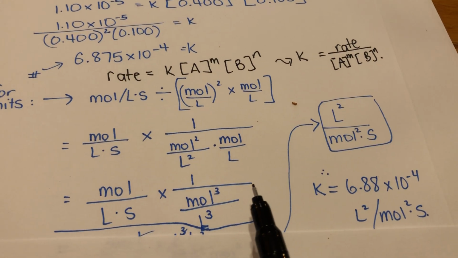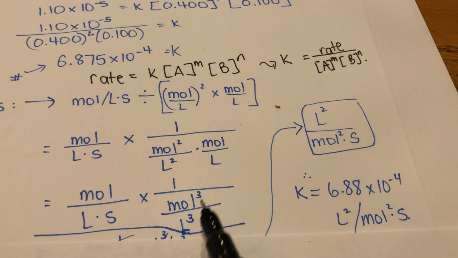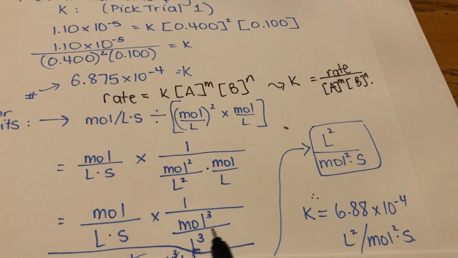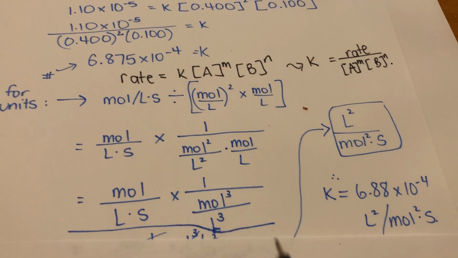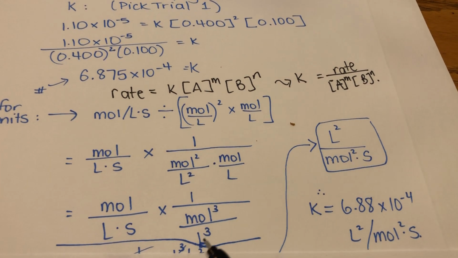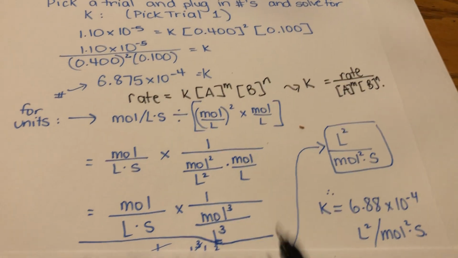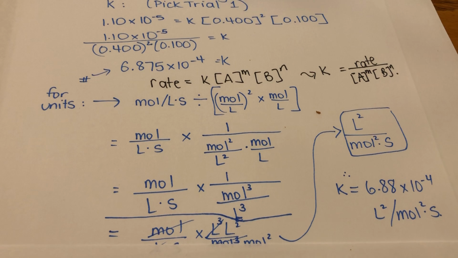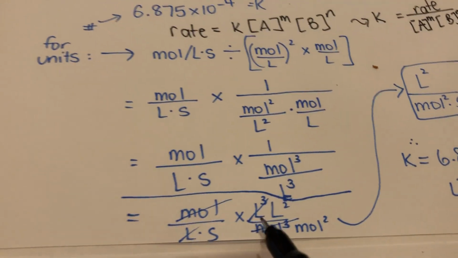The next step is I combine this part. Mole squared times mole is mole to the third, and liter squared times liter is liters cubed. Okay. And then the next step, you notice here, this is kind of messy, 1 over mole cubed divided by liter cubed. So I simply just flipped this to be liter cubed over mole cubed.